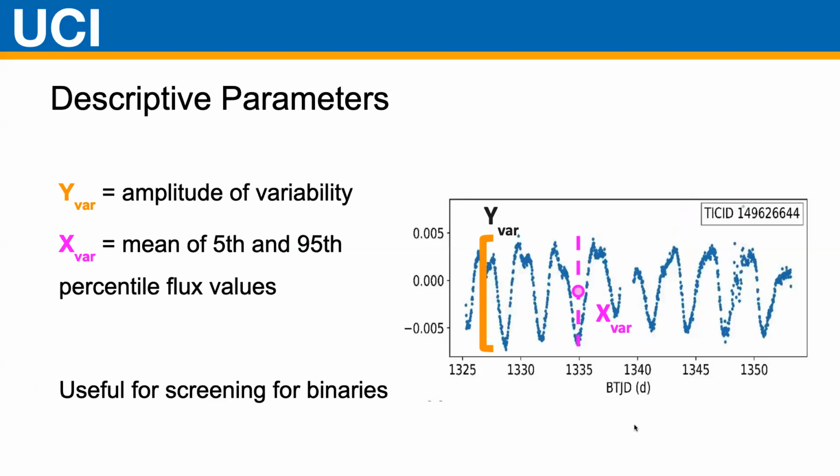I also report a few other descriptive parameters that we don't make cuts on, but which are useful for vetting. I won't go too into those. These are light curve descriptive statistics rather than autocorrelation function descriptive.